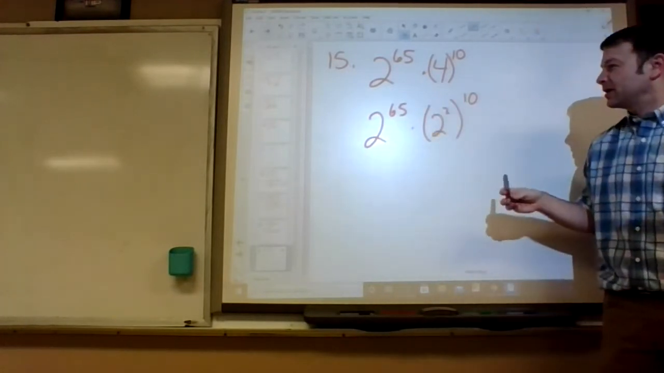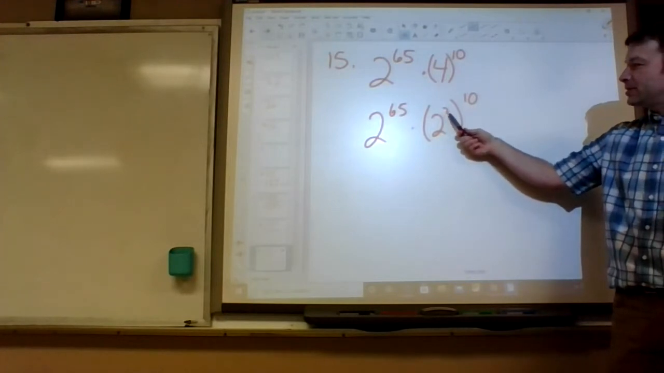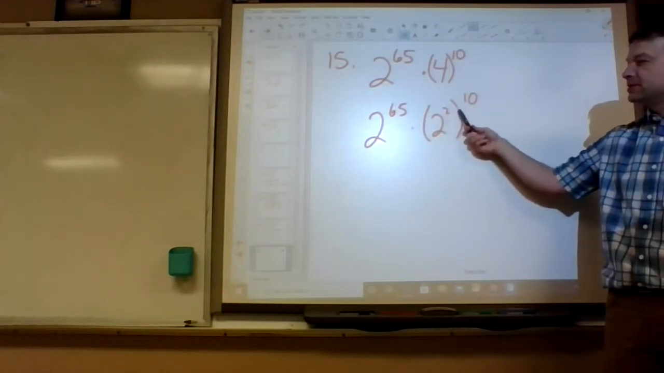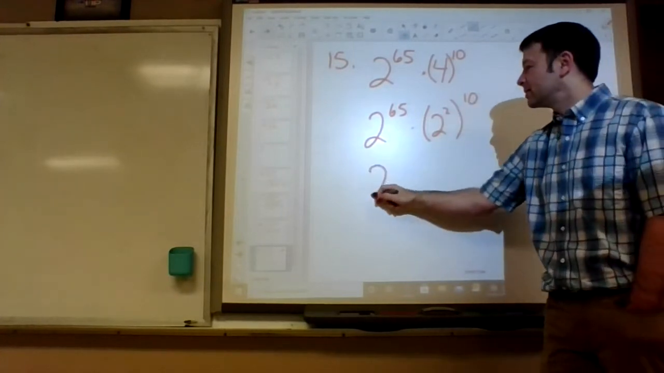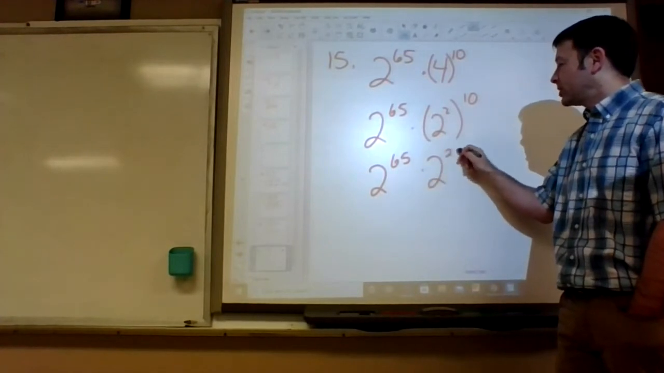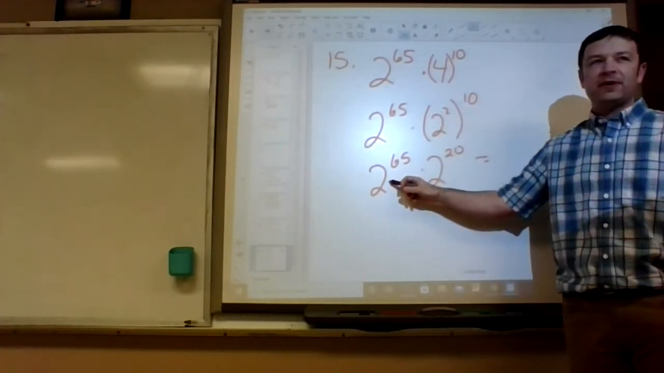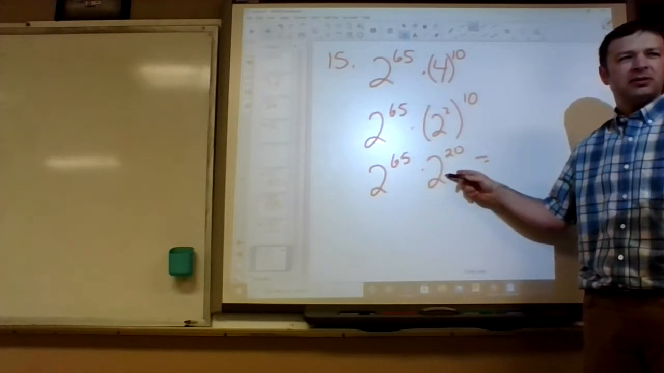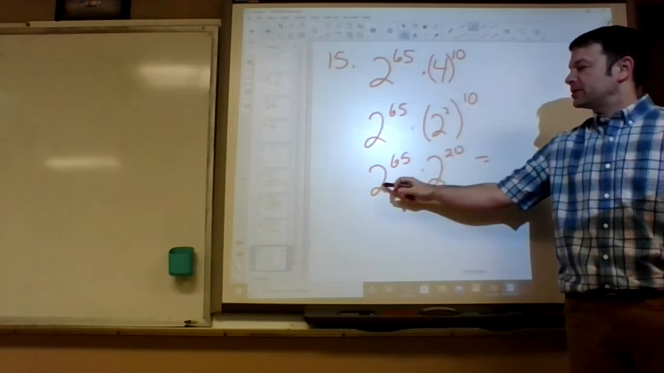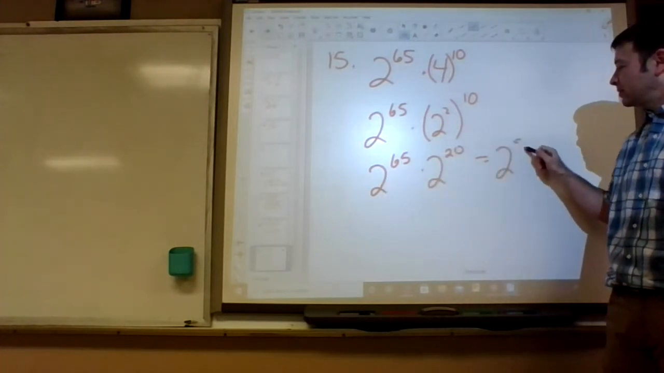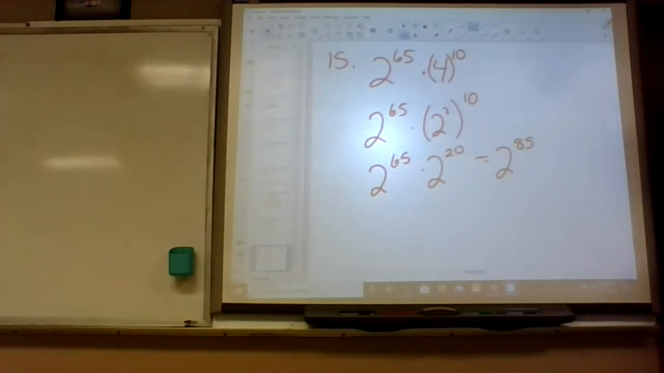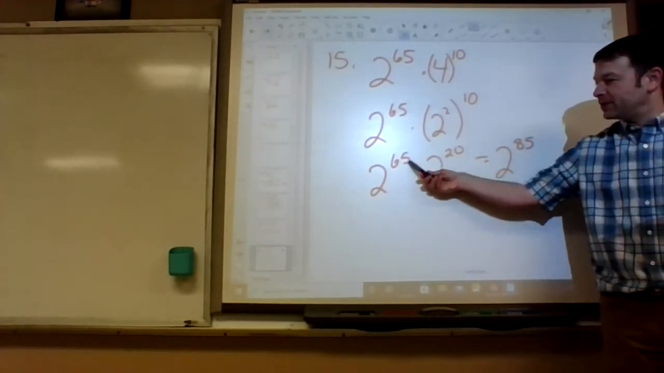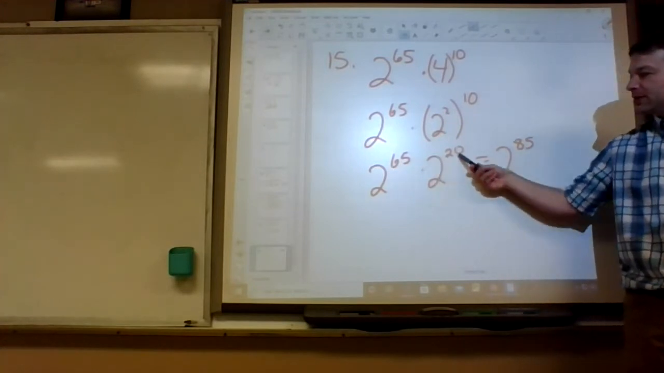Okay, are we good so far? What is 2 to the 2nd to the 10th? 20. Multiply. What's 2 to the 65th times 2 to the 20th? 4 to the 85th? No, close. It's 2 to the 85th. Yes, you add the exponents. So I just turned everything into 2s, basically. We have 2 to the 85th, which just means we have 85 twos multiplied together.